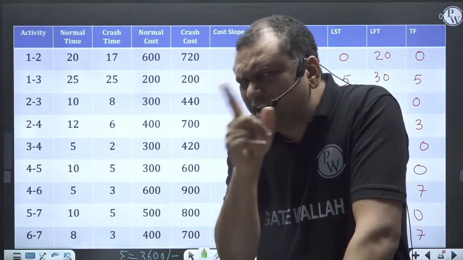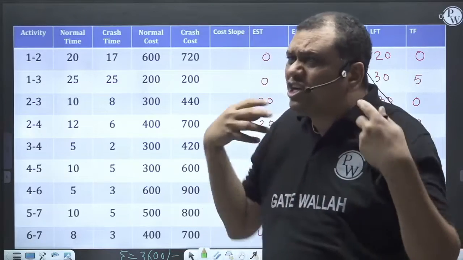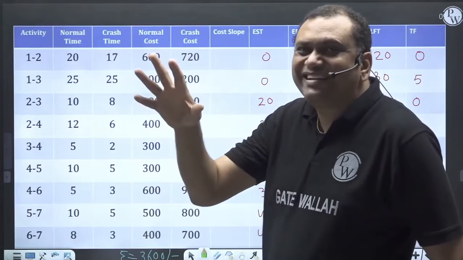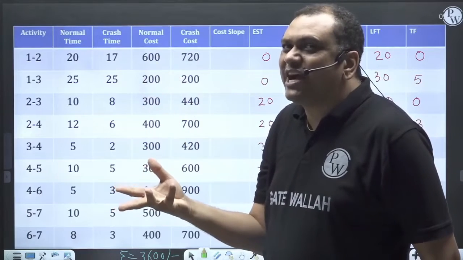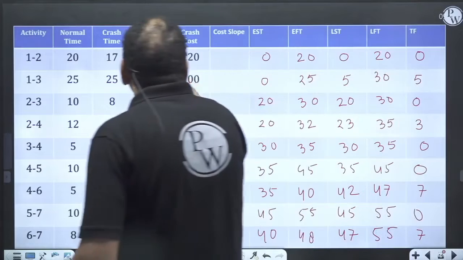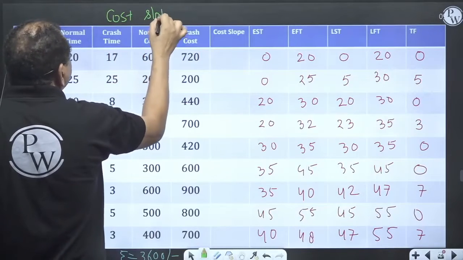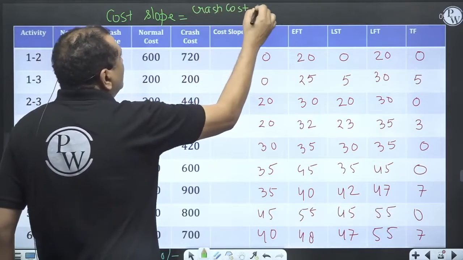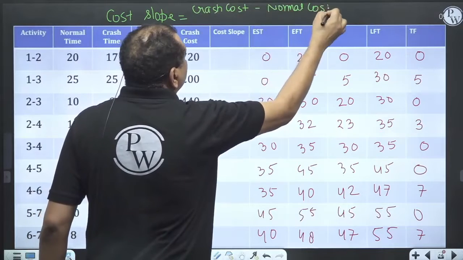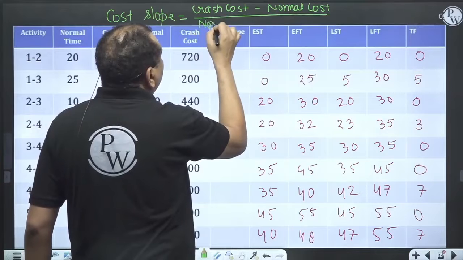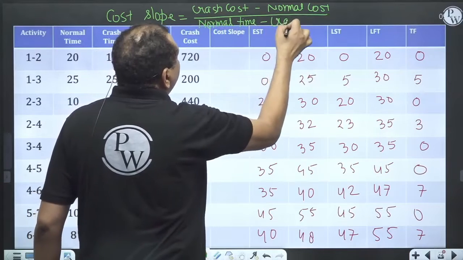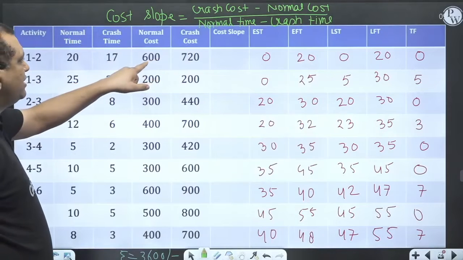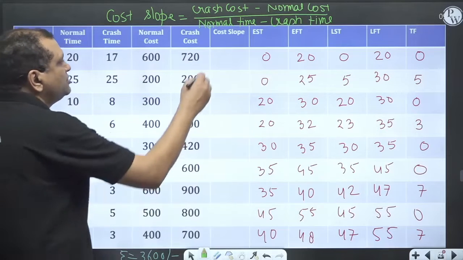A critical activity needs to be crashed to decrease the project duration. But which critical activity will I crash first? The activity in which minimum money is spent from my pocket. And what is the parameter that decides the minimum money spent per crash? Cost slope. Cost slope is nothing but crash cost minus normal cost, divided by normal time minus crash time. For example, here 720 minus 600 divided by 20 minus 7 comes out to be 40.